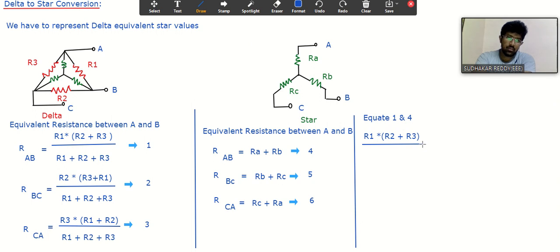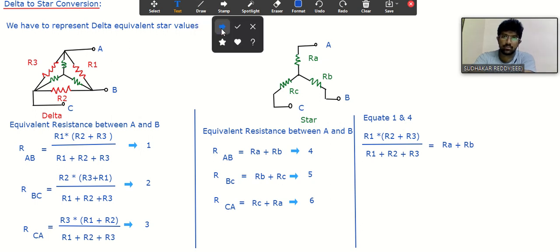So simply we are equating both star and delta equivalent resistances. They must be equal, right? That is the meaning of conversion. R2 plus R3 must be equal to the equivalent resistance between A and B in case of star, that is RA plus RB. And consider this equation number as 7.